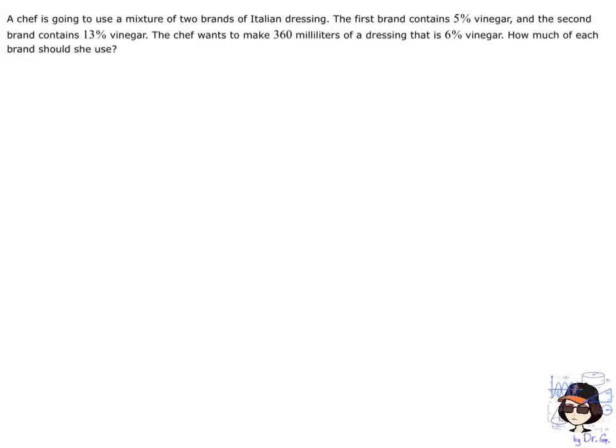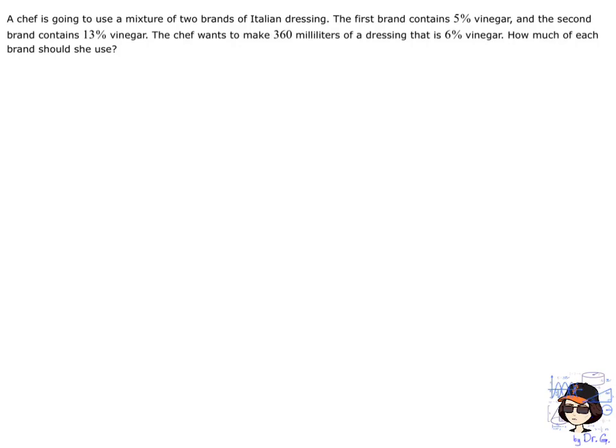Welcome back. So we're going to do another word problem involving systems of equations. This word problem is a little bit complicated. It's got a mixture and it's got percent, so this is a percent mixture problem. There's a lot of information going on, and I want to help you organize it and make it clear so that you understand how to set up the equations.